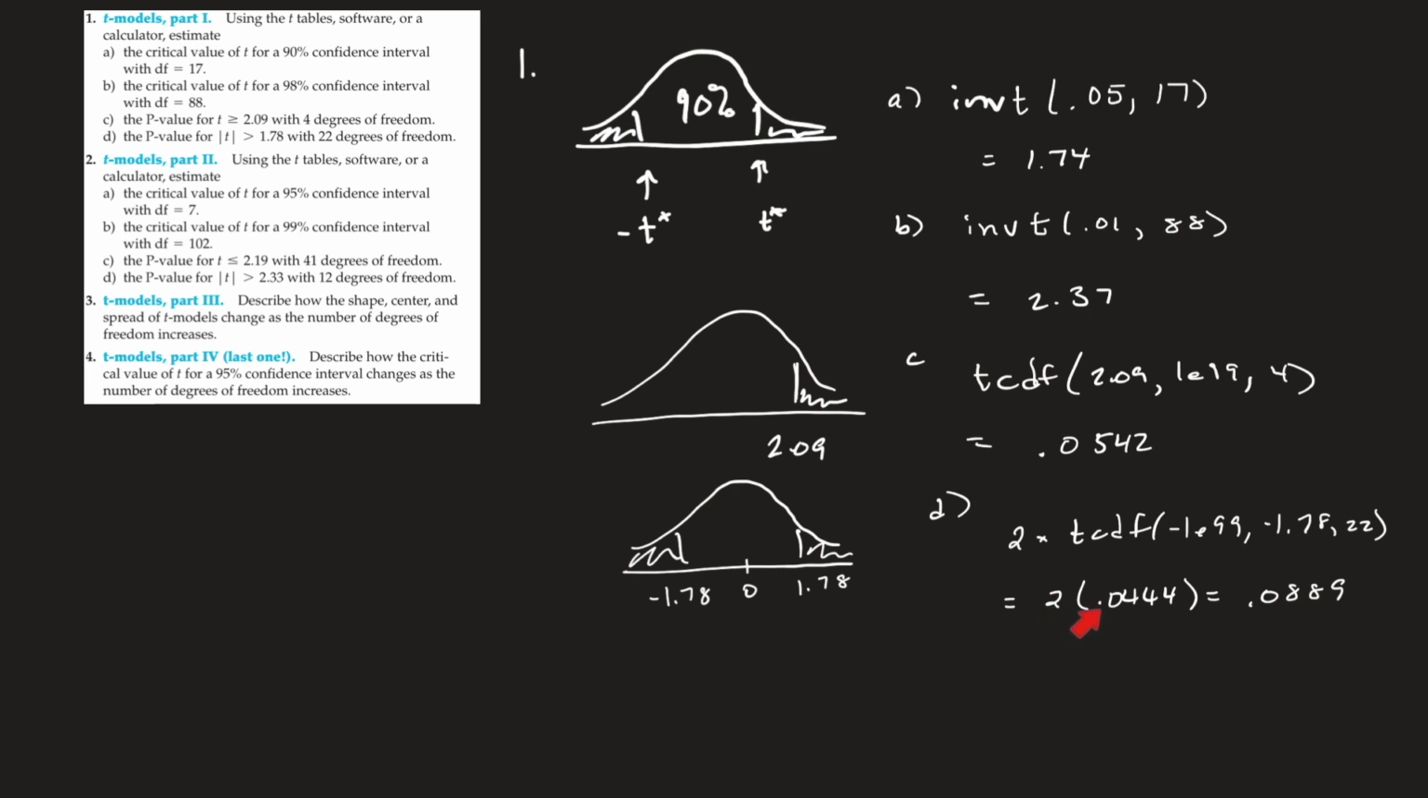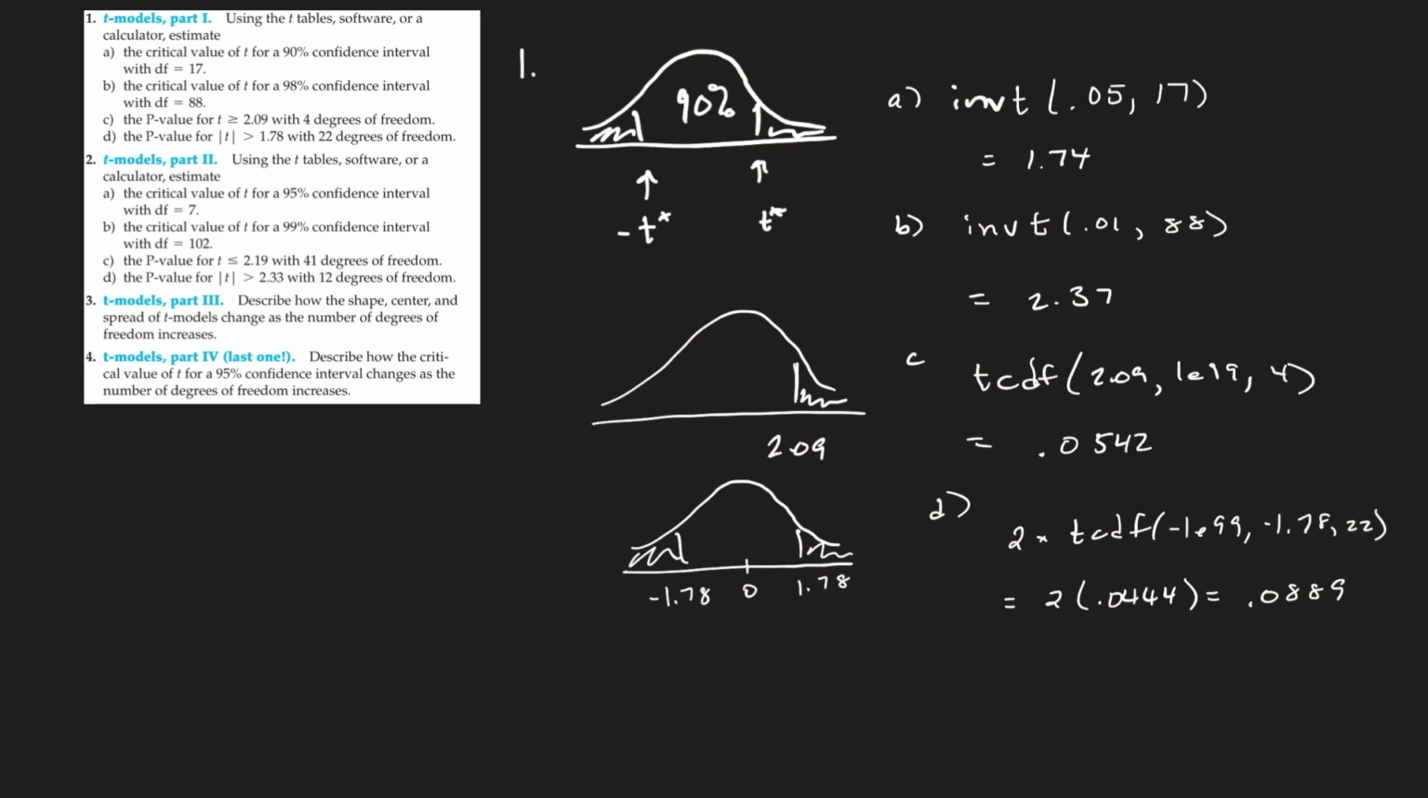I just did 2 times T-CDF, negative 1E99 up to negative 1.78 with 22 degrees of freedom. That gives me 0.0444, and I double that value to get 0.0889. I just rounded it to 4 places. Always go to 4 places with p-values. And number 2, I'm not going to talk about because it's exactly the same process. You can do that for yourself, but it's good practice.